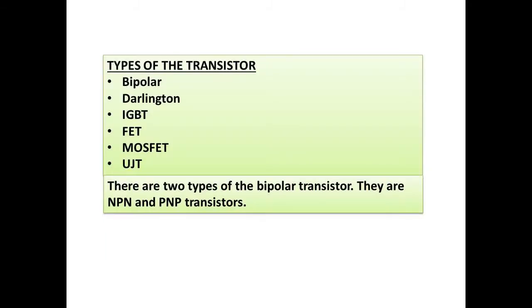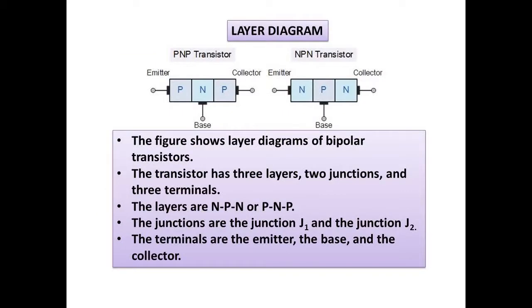Types of the transistor: bipolar, Darlington, IGBT, FET, MOSFET, UJT. There are two types of the bipolar transistor. They are NPN and PNP transistors. Layer diagram: PNP transistor, NPN transistor. The figure shows layer diagrams of bipolar transistors.